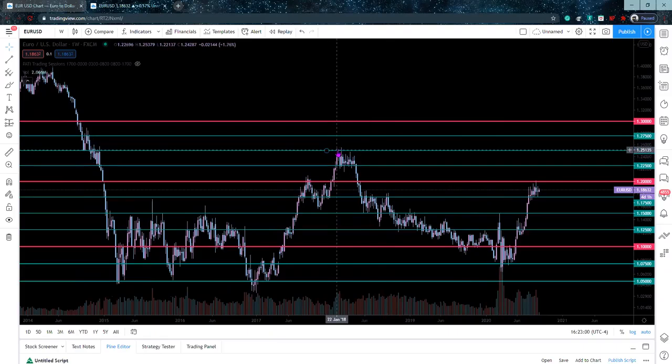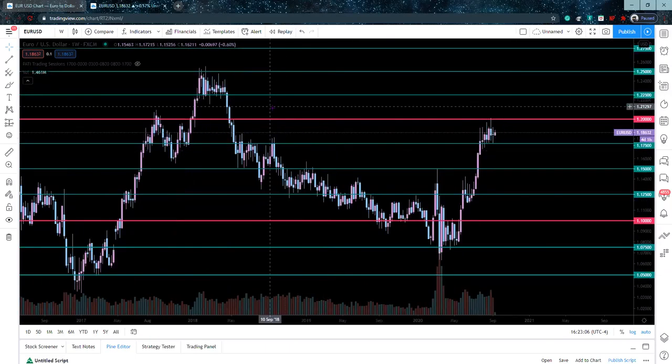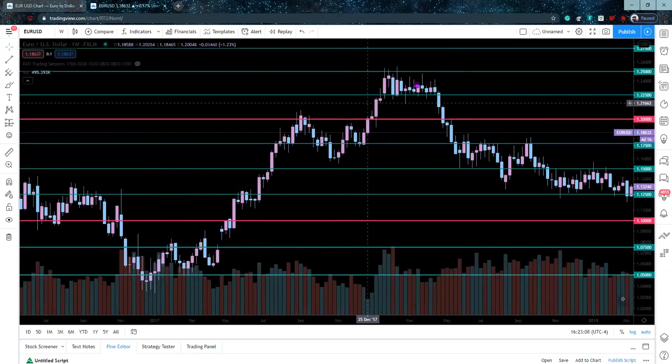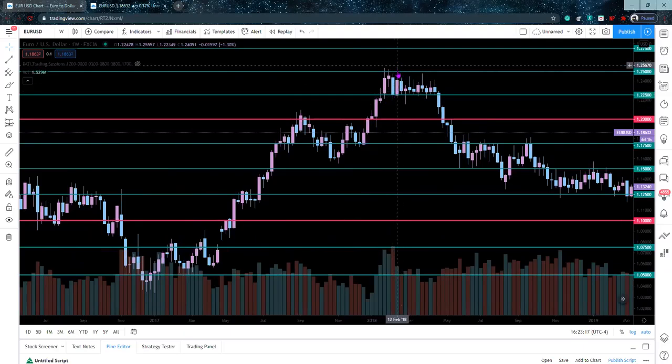So for example, right here, it rejects off, boom, right back into the quarter point before shooting back up. So let's go ahead and look at this position a little bit more closely. You see how right here on this week, it actually shot back to the other quarter point, rejected the quarter point, and then came all the way back up, right?